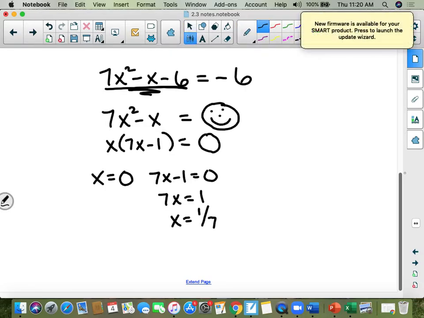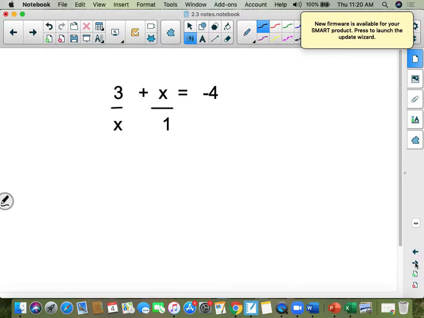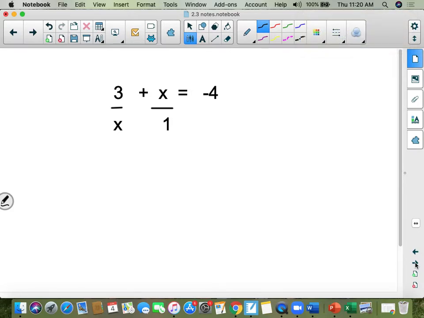Those are my two answers to the problem. One more of those, I think. Yep, one more factoring. Again, I just want to do another one. Let's just do one more. You cannot add these together. They don't have the same common denominator. So I'm going to make them the same.